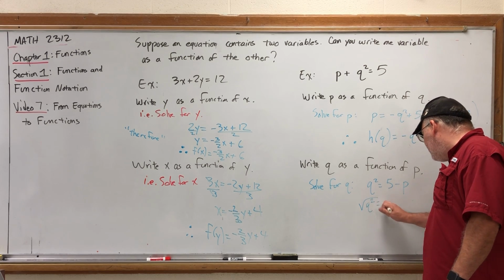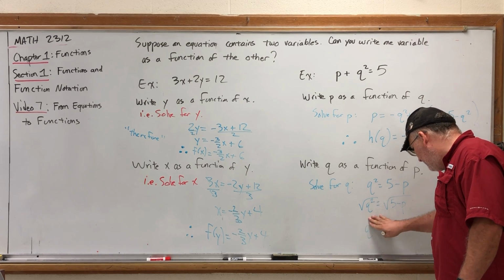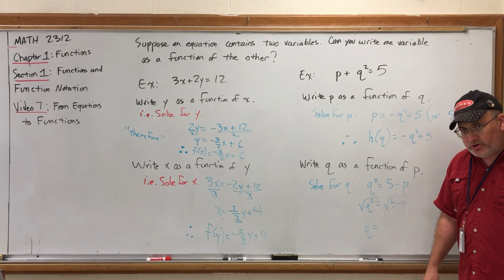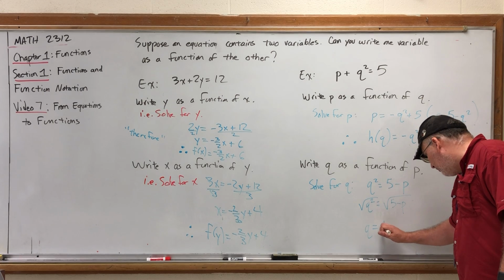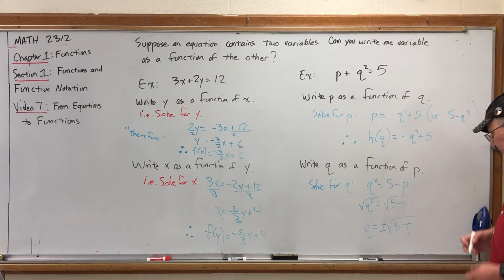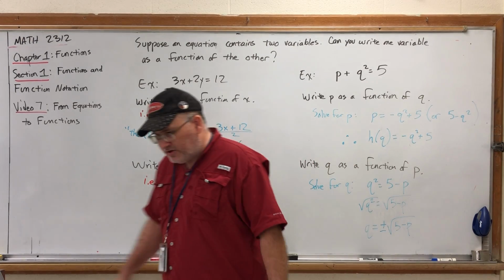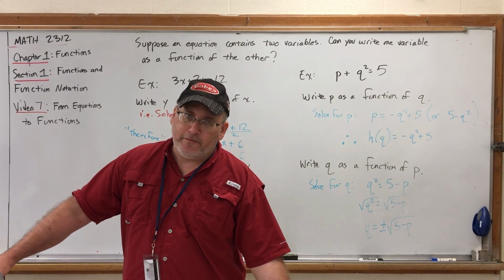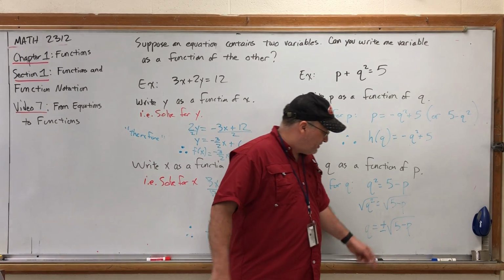And do you remember what I warned you about in the previous video in this series? If you take the square root of both sides of an equation, which I just did, then you need to put a plus minus on one side. We'll put it on the right side here in front of the square root of 5 minus p. Does that represent q as a function of p? Well, to be a function of p, that means if I pick one value of p, it will give me a unique value for q, one value for q.